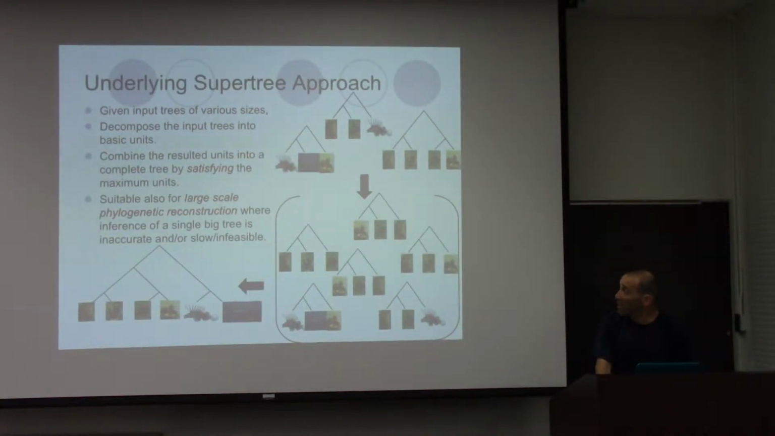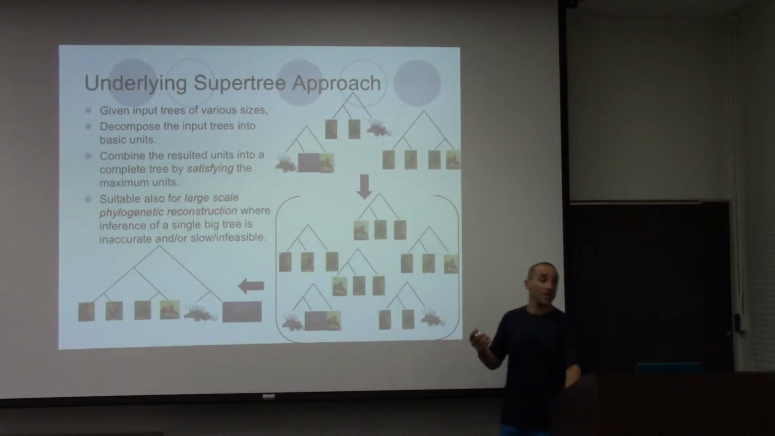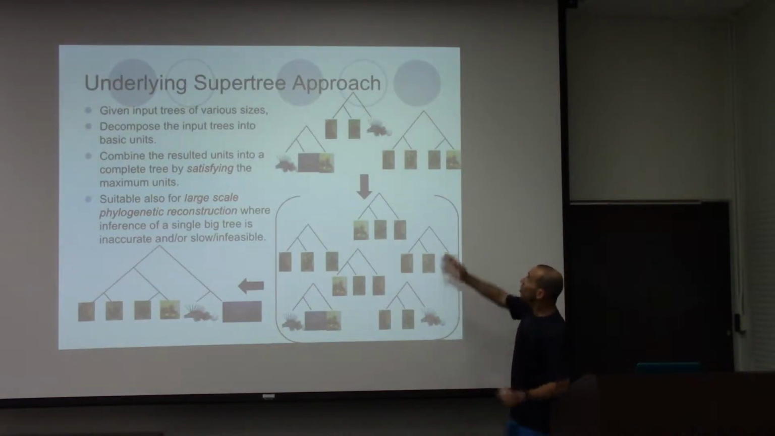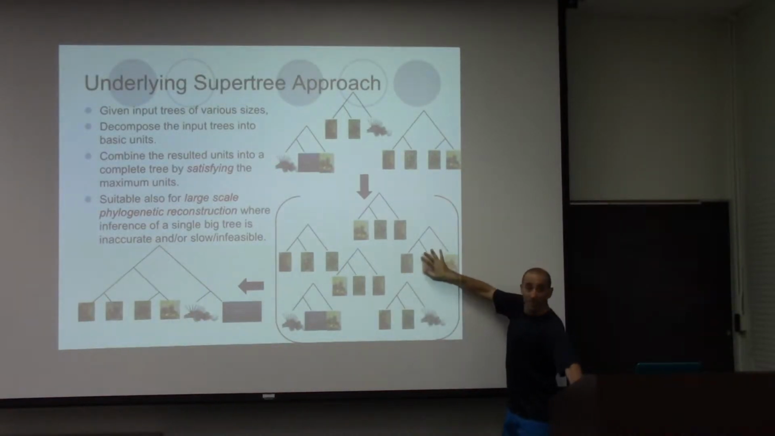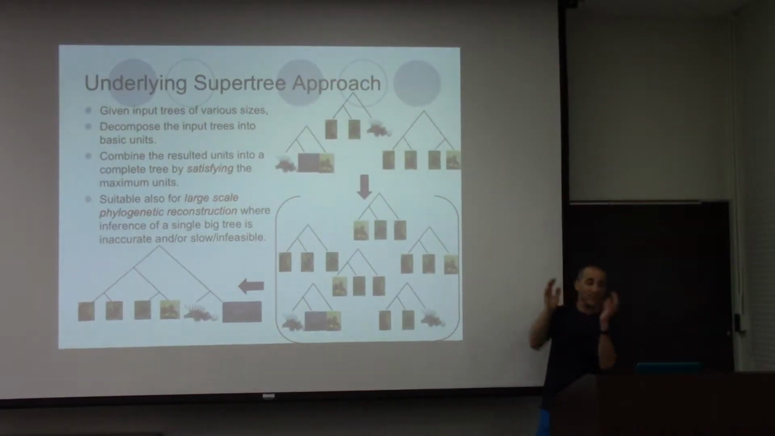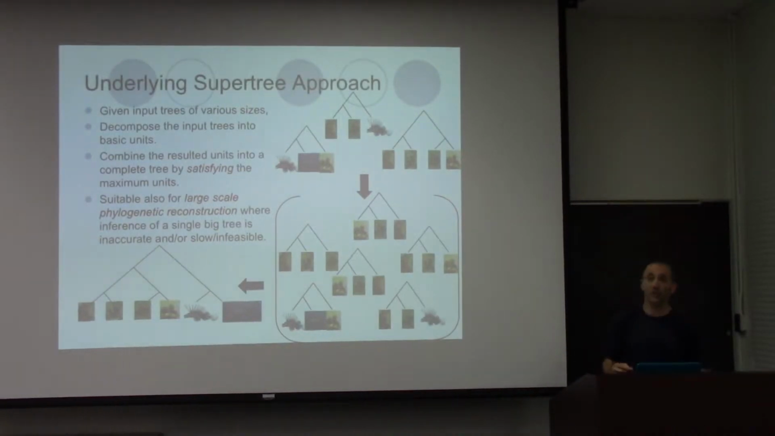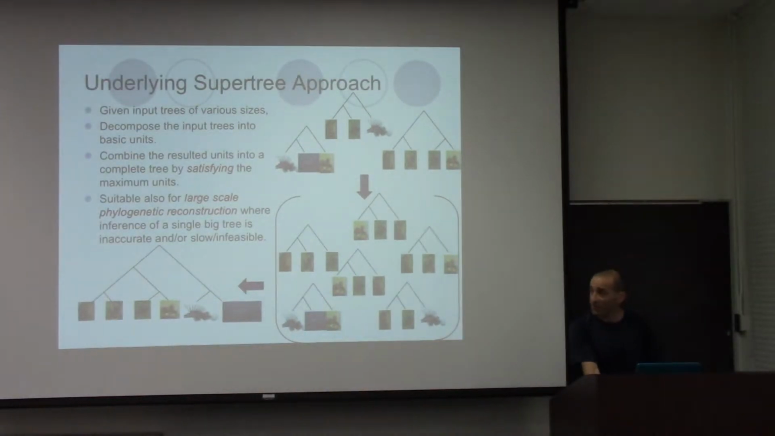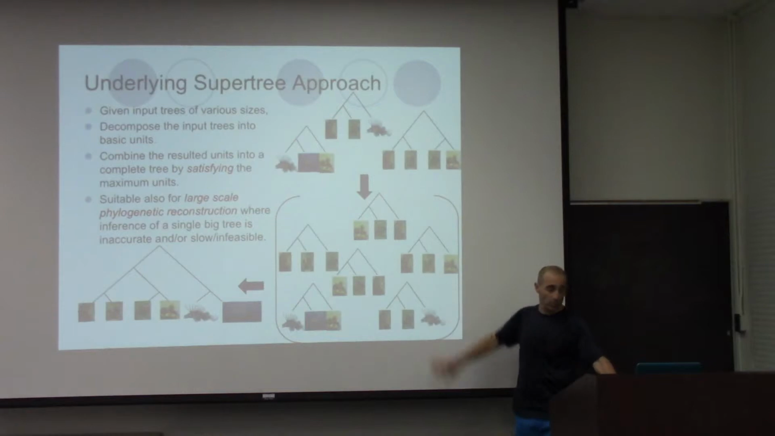Like I answered before, this is suitable also for large phylogenetic reconstruction projects, where inference of a single big tree is inaccurate, or sometimes slow or infeasible. Then what we do is accurately build small trees, combine them together by supertree, and the supertree preserves the accuracy of the small trees.